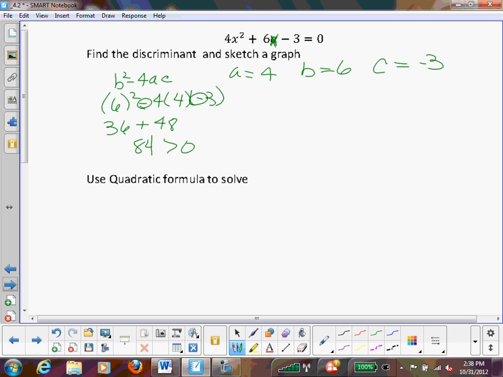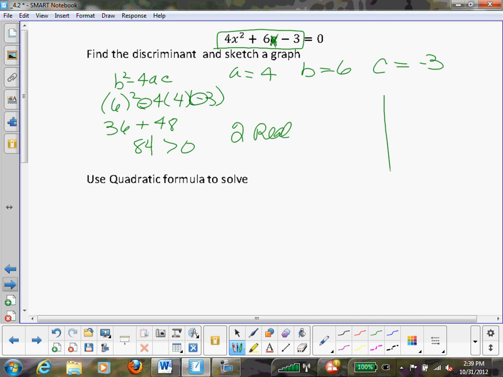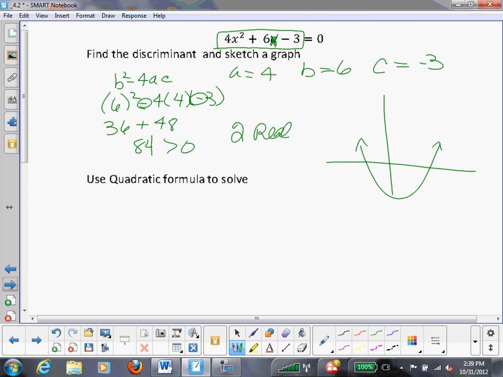84 is greater than 0. Tell me what kind of solutions? Two what? Two real. Because I can have two imaginary or I can have two real, so you have to specify what kind. If I have two real, look at this. This is the shape of a parabola, pointed up or down. So how are you going to show me that you have two real solutions? Where is my vertex going to be? Above the x-axis or below the x-axis? Below, because I want it to open up. That's all the sketch that I'm looking for.